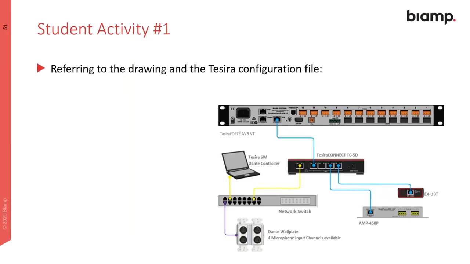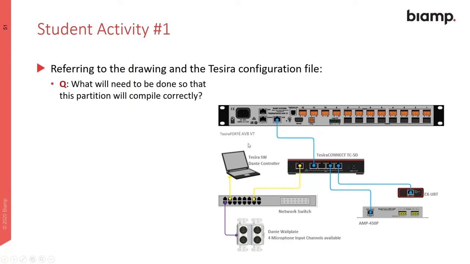So once you open the first file, it is the configuration of this layout. You have an AVB VT, you have the control port converged with the system. So you have an EXUBT and AMP 450. And what you need to do basically, just simply hit compile.